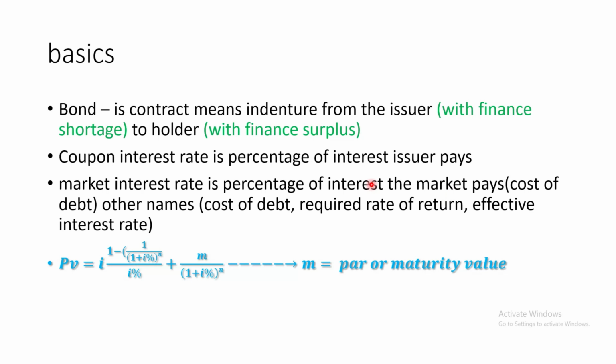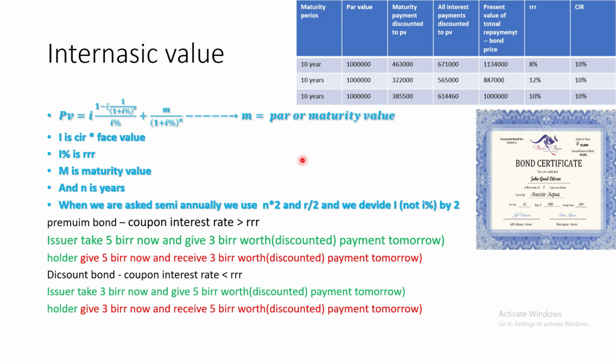Other names for the market interest rate include cost of debt, required rate of return, and effective interest rate. All of these are equivalent to the market interest rate. So now that we have understood two terms, coupon interest rate and market interest rate, also known as required rate of return: the coupon interest rate is 10%, which is stated on this bond. So this bond has agreed to pay 10% interest annually.